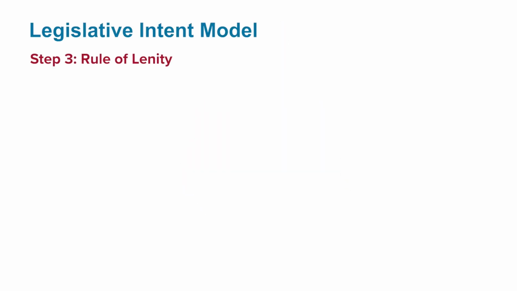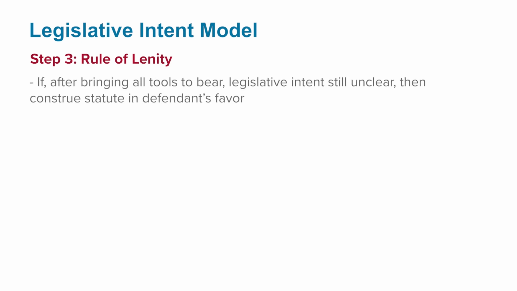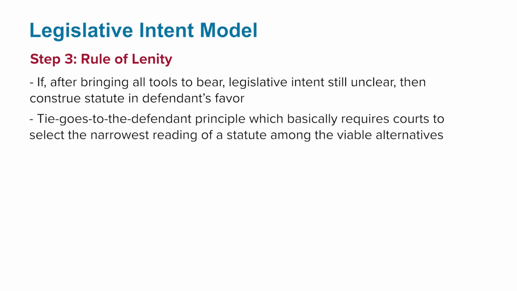The rule of lenity says that in close cases, where legislative intent is indefinite, courts should construe statutes narrowly in favor of the defendant. This tie goes to the defendant principle basically requires courts to select the narrowest reading of a statute among the viable alternatives. So, for example, if a vague attempt statute could be interpreted to apply broadly to substantial step situations, or to apply narrowly only to dangerous proximity situations, then where legislative intent is unclear, courts should apply the narrower dangerous proximity understanding of the term.